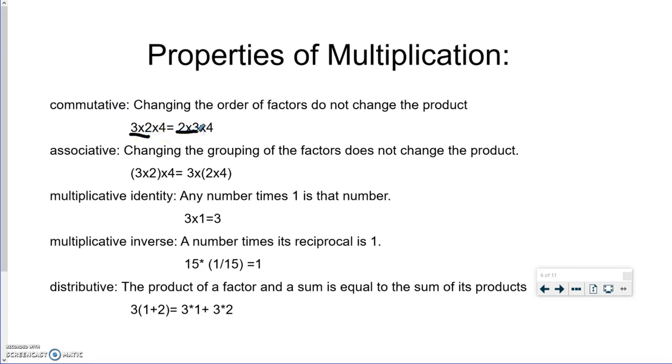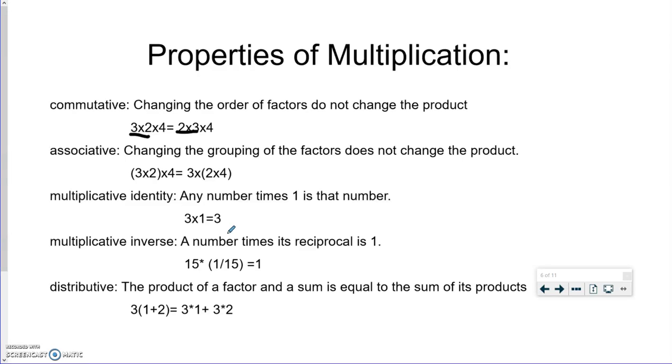The associative property states that changing the grouping of the factors does not change the product. So just like the associative property of addition, all I'm doing is moving the way I'm grouping the numbers. The multiplicative identity states that any number times 1 is that number. So very similar to adding 0, here we'll multiply by 1 to get the same number.